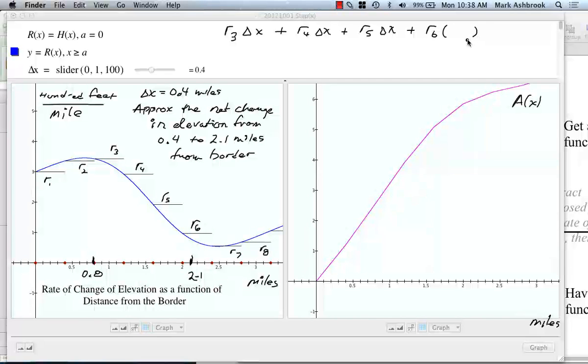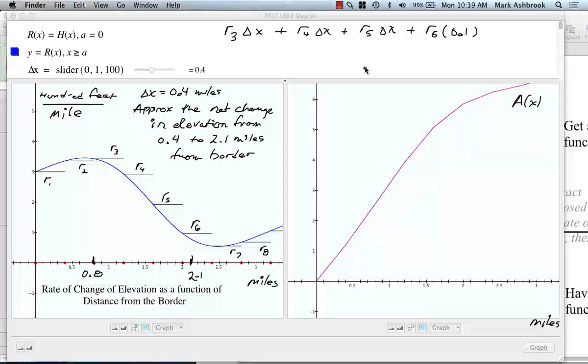delta x, where the delta x is your last interval. So here's 2, and then here's 2.1, so it's times 0.1. And for the delta x's, you could have put 0.4s in there. This is what you should have done, right? R3 delta x plus R4 delta x, and so on. These are bits of accumulation. This is the rate, and so we're summing up these bits of elevation change.